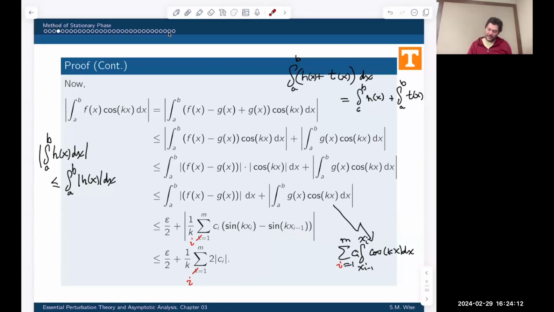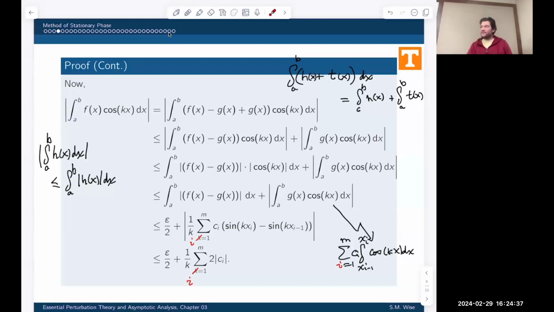Now we can bring this absolute value inside. Okay, so that's basically the triangle inequality again. We can bring this absolute value inside, and it's going to attack everything you see here, right? What's the largest this guy can be in absolute value? A sine evaluated at some point minus a sine evaluated at another point.